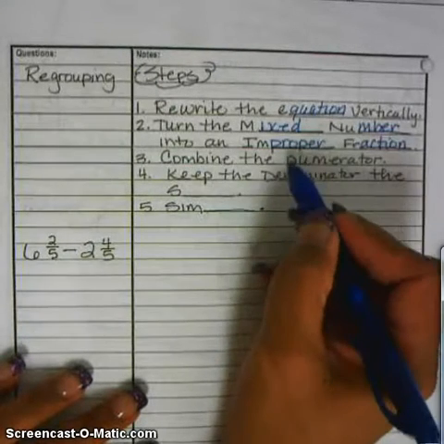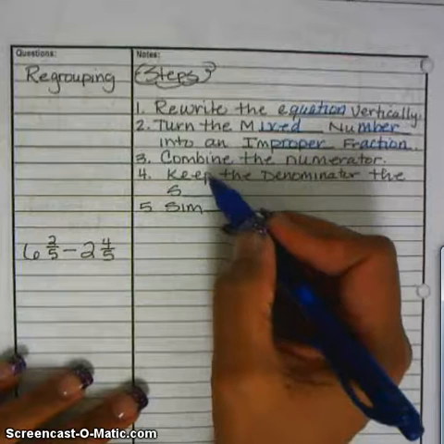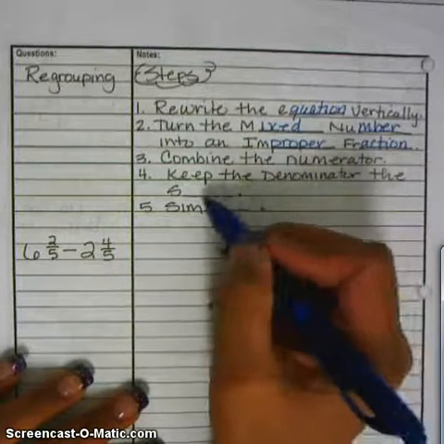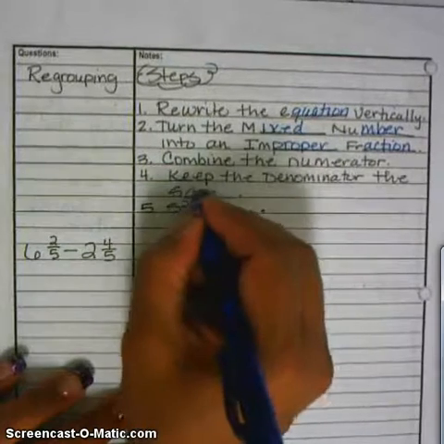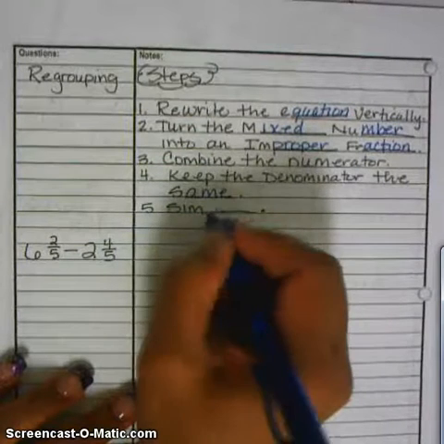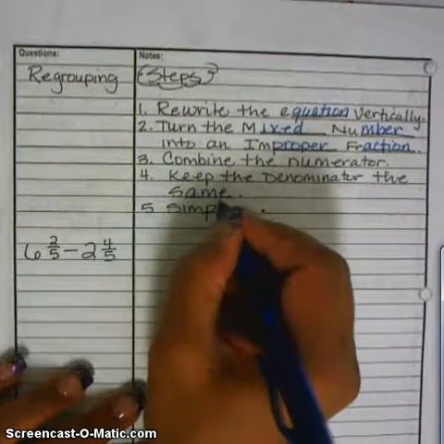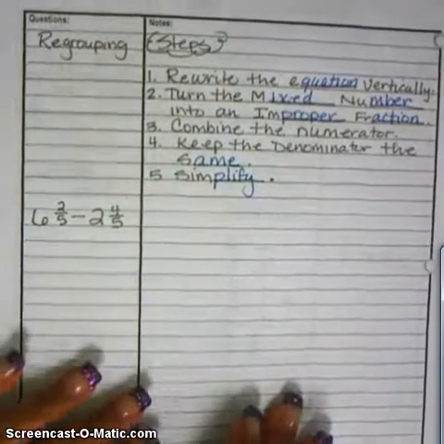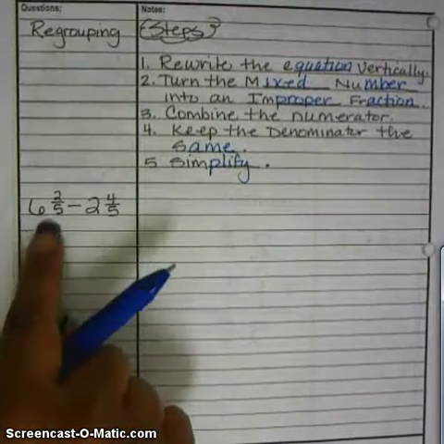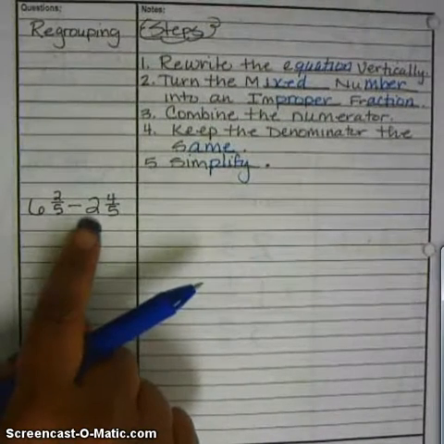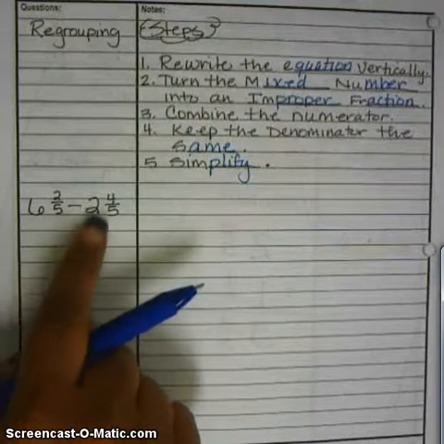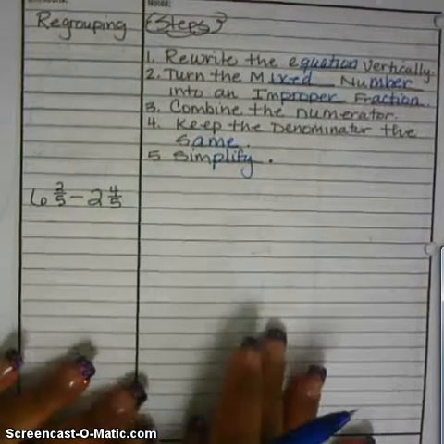After we turn our mixed number into an improper fraction, we're going to follow the same rules we've been using. We're going to combine the numerators. We're going to keep the denominator the same. And then always your final step is to simplify. All right, so let's take a look at what that looks like. I have 6 2/5 minus 2 4/5. Or I have a positive 6 2/5 and I have a negative 2 4/5.